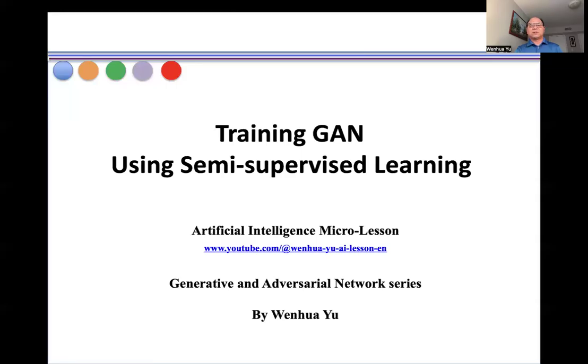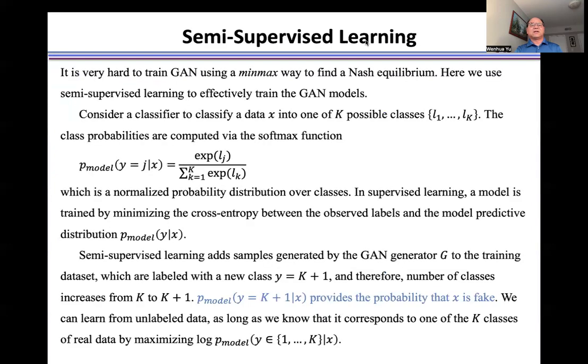In this video, I introduce training a GAN using semi-supervised learning. It's very hard to train a GAN using a minimax approach to find a Nash equilibrium. Here, we use semi-supervised learning to effectively train the GAN models.